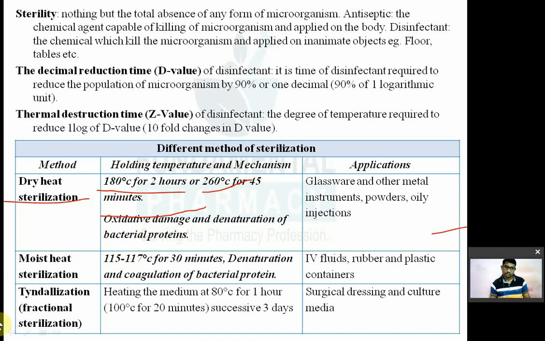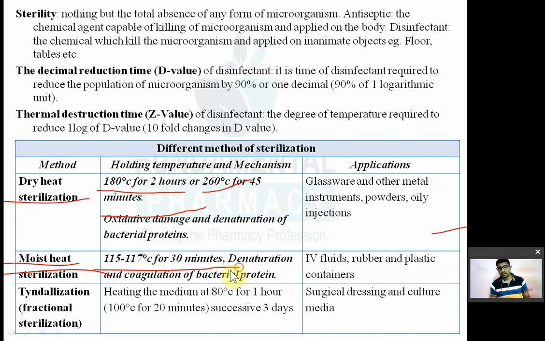Now second one is moist heat sterilization. Moist मतलब क्या? इसमें आपका steam आएगा. So moist मतलब steam आएगा. Moist heat sterilization. So what is the holding temperature and mechanism? Holding temperature is 115 to 117 degrees Celsius for 30 minutes.